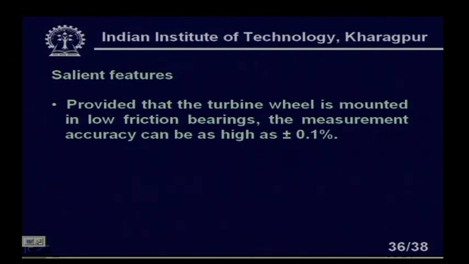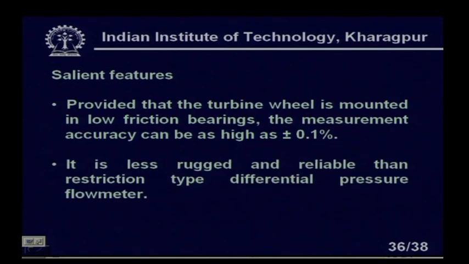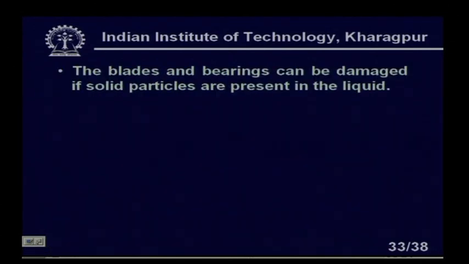So that is what they do in the case of the turbine meter. Provided that the turbine wheel is mounted in low friction bearings, the measurement accuracy can be as high as plus minus 0.1%. It is less rugged and reliable than the restriction type differential pressure flow meter. The blades and the bearings can be damaged if solid particles are present in the liquid. This is the most important point: the liquid should be very clean.